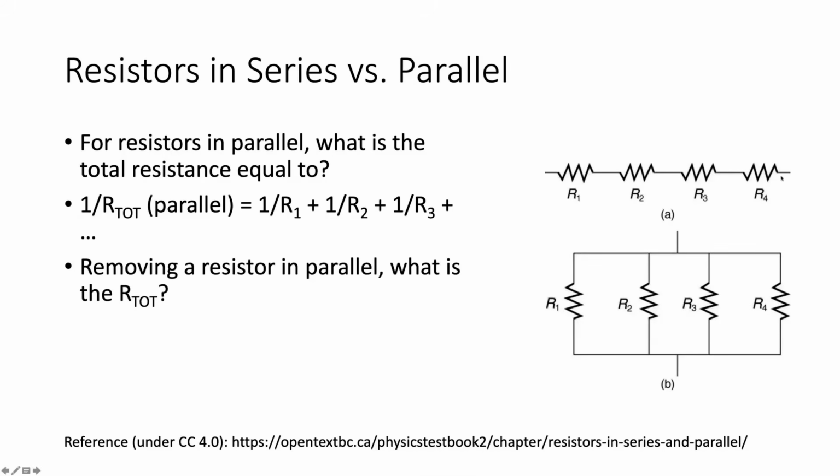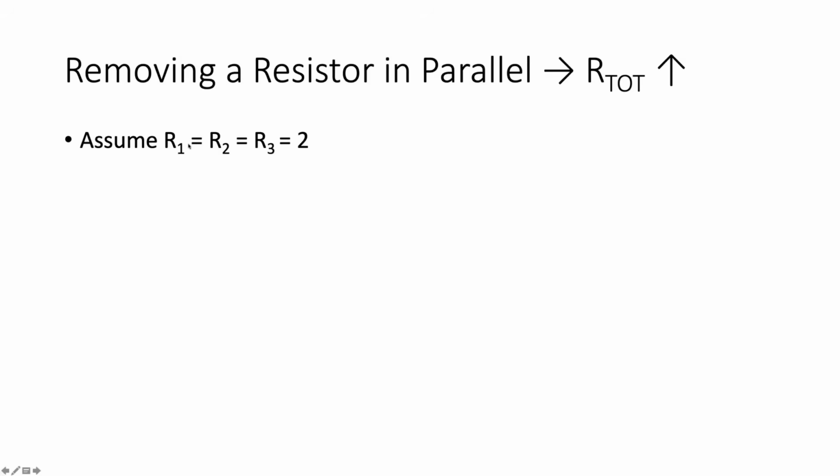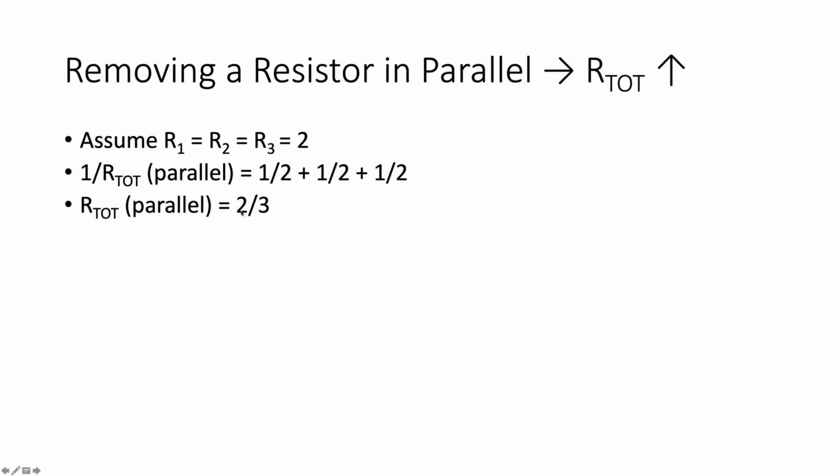That's important, because Pooja, what is the effect of removing a resistor in parallel? Does it increase the total resistance or decrease the total resistance? In parallel, I think it increases. Yeah, it increases it. Great. Let's prove it to ourselves. Let's make the math easy. We've got 3 resistors. They all have the same resistance, and that resistance is 2, not even using units, just to make it really easy. 1 over R total, this is for parallel, is going to be 1/2 plus 1/2 plus 1/2. If we rearrange the terms, we'll find that R total is 2/3.